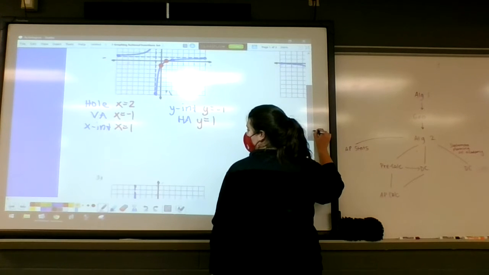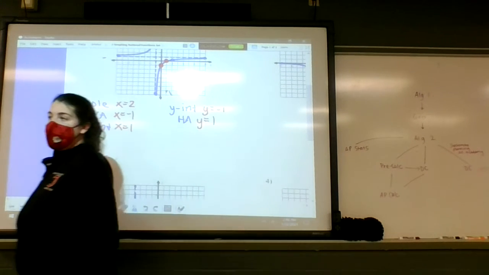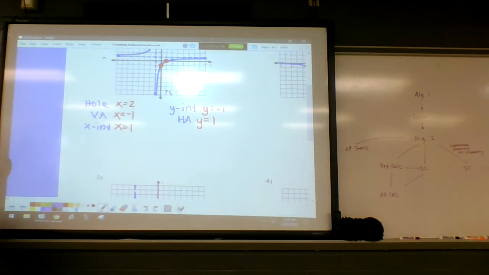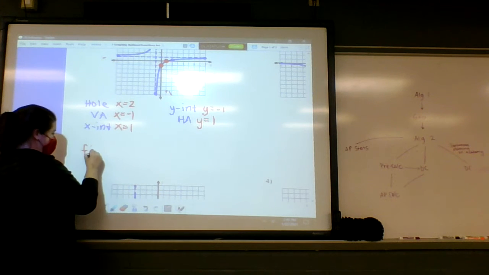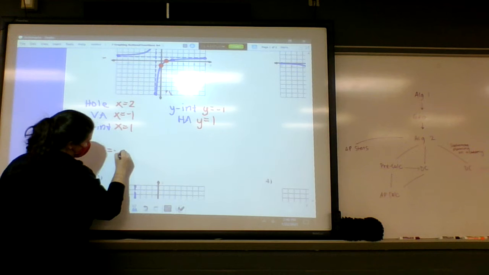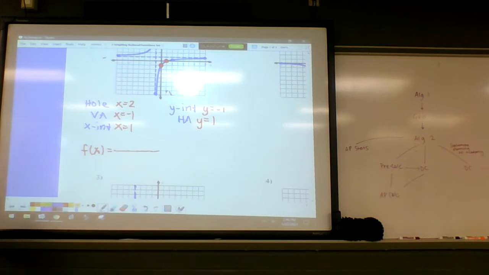You want to try to write an equation for this graph? Let's give it a shot. It's not as bad as y'all think. We kind of get in our head, oh my goodness, this is going to be awful. It's not that bad. All right.